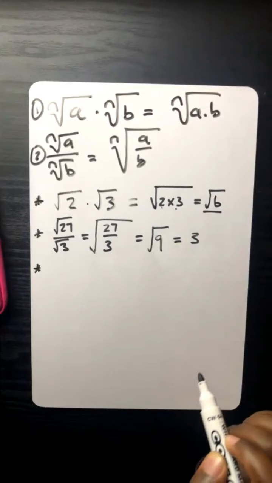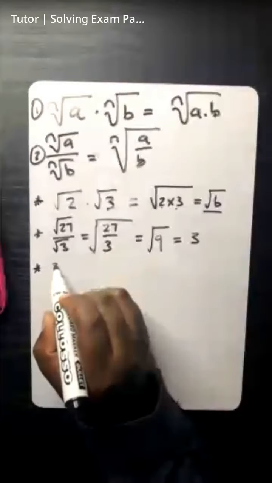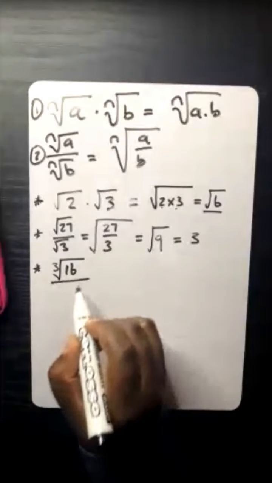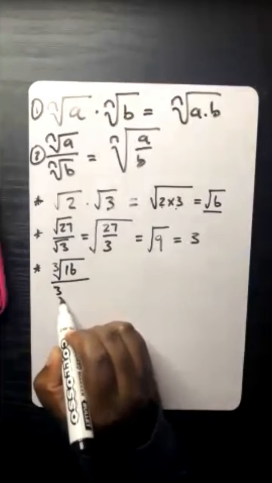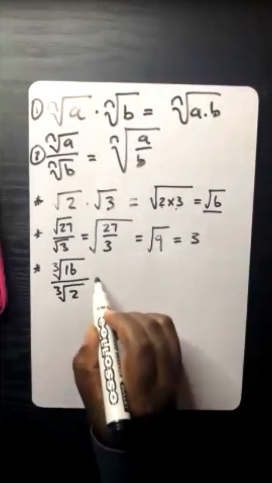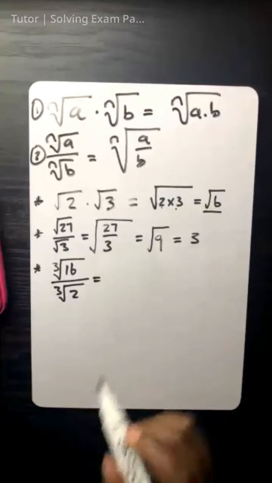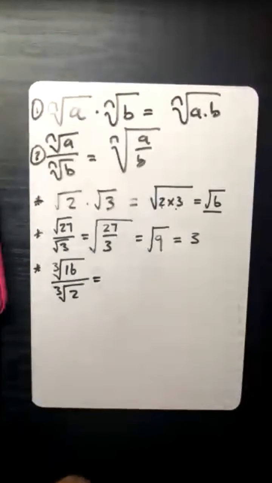So let's say again we're given 3 square root of 16 divided by 3 square root of 2. Again, anyone to guess which rule to apply, and again, what is that step over there?